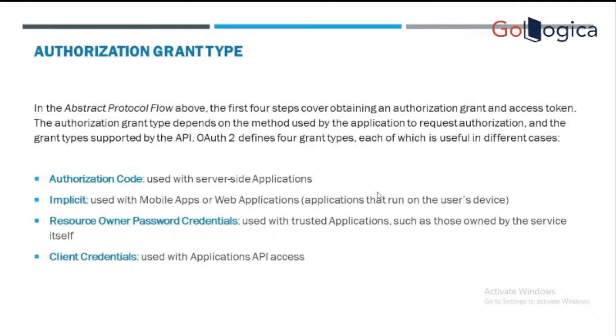It means that for the resource owner to grant access, we have to enter our credential password into the application before we can grant the access. And the client credential grant is used with application API access. Application API access means applications which run only for API-based purposes, which run only when the API is accessible.